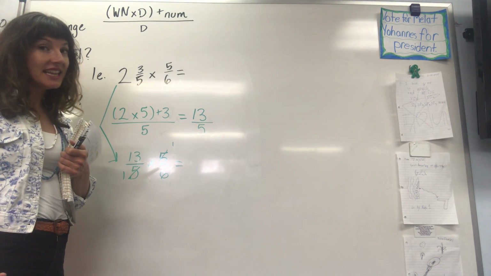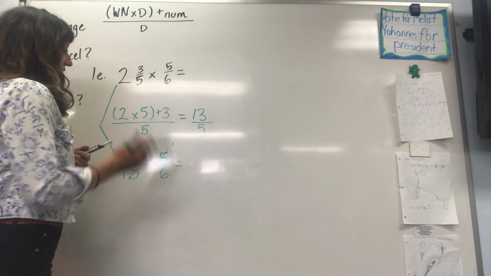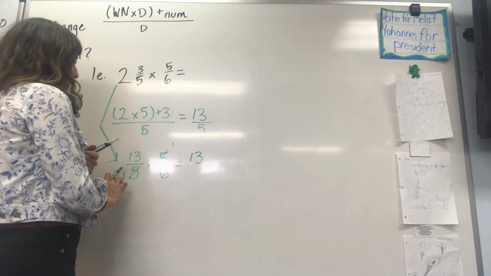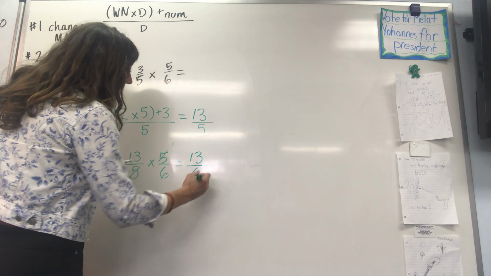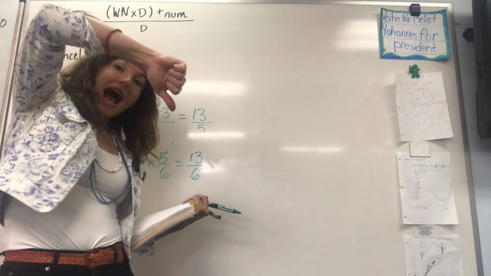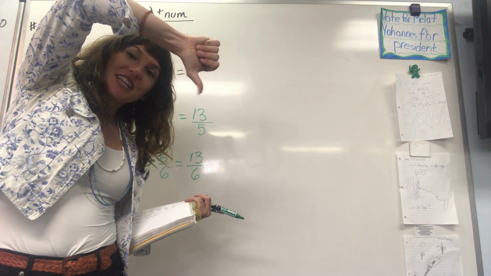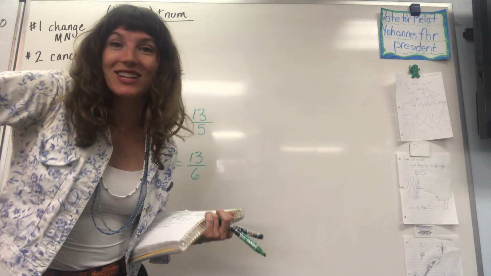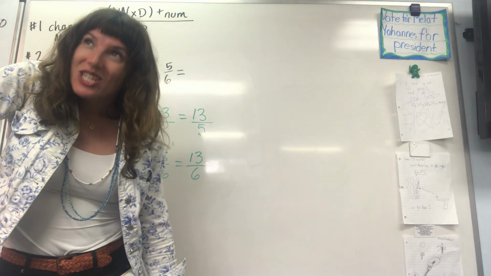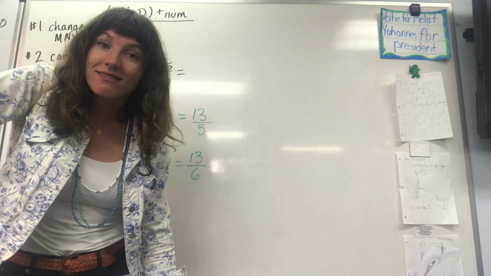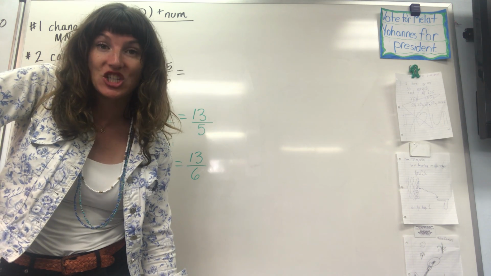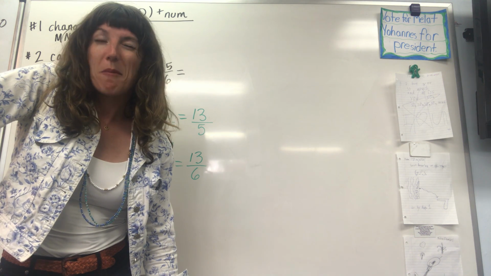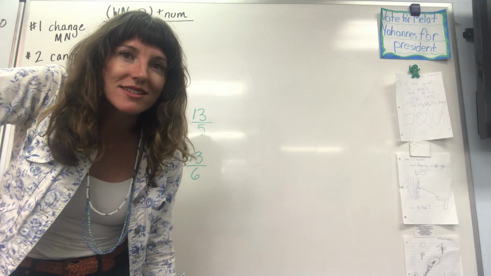13 and 6, can we cancel anything there? I don't think so. So now I multiply across. 13 times 1 is 13. 1 times 6 is 6. Oh my gosh, my numerator is bigger than my denominator. Uh-oh. That's an improper fraction. Our answers, unless you are directed to do so, cannot be in an improper fraction. So we're not going to reduce this. We are going to change it back into a mixed number.